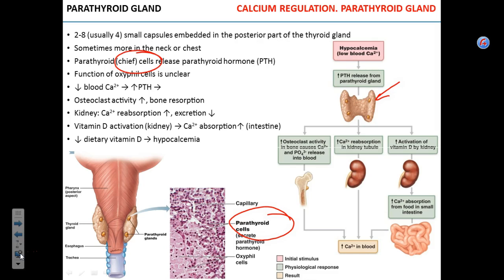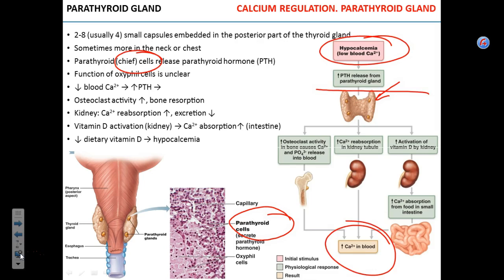Regulation is probably one of the easiest. It increases calcium in the blood. So if it increases calcium in the blood, what is the stimulus for parathyroid hormone production? Huh? Low calcium, yeah, low calcium. Low calcium, parathyroid hormone produced, high calcium. That's it.